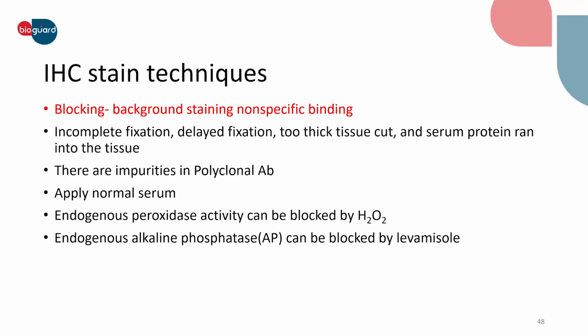To prevent this, we add a step before applying the primary antibody. We use normal serum from the same species as the secondary antibody to fill in all the non-specific binding sites. That way, the primary and secondary antibodies are less likely to stick where they shouldn't. We also block endogenous enzymes depending on the detection system. If we are using HRP, we block natural peroxidase with hydrogen peroxide. If using alkaline phosphatase, we block it with levamisole. If we skip the blocking step, we may end up with messy or misleading staining. But if we do it right, we can get clean, specific, and reproducible results.